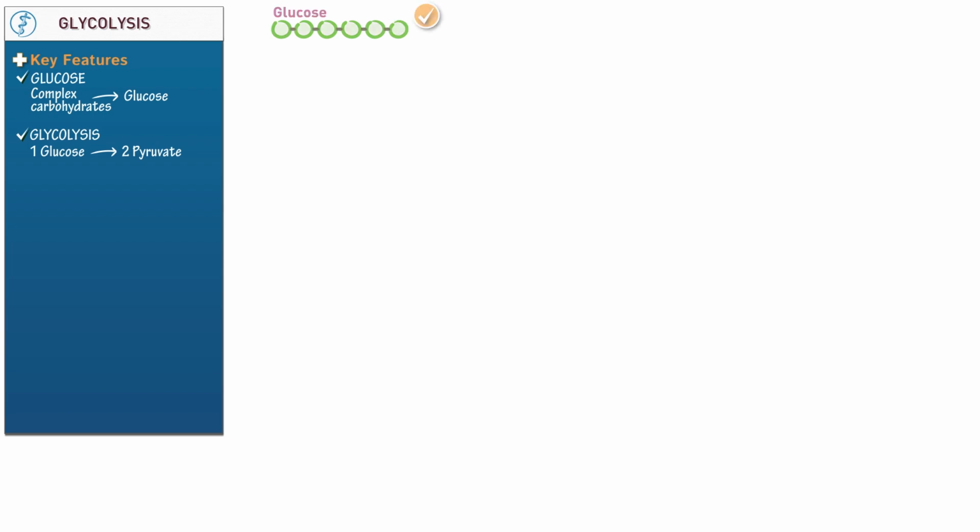First, regarding glucose formation, denote that complex carbohydrates like starch break down to glucose. Denote that glycolysis is the metabolism of one molecule of glucose into 2 molecules of pyruvate. In our diagram, draw glucose in the upper left as 6 carbons linked together. We'll use circles to keep track of the molecules in glycolysis. Draw pyruvate in the lower right as 3 carbons linked together.